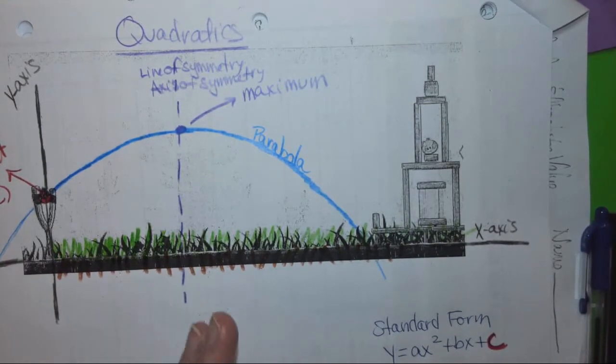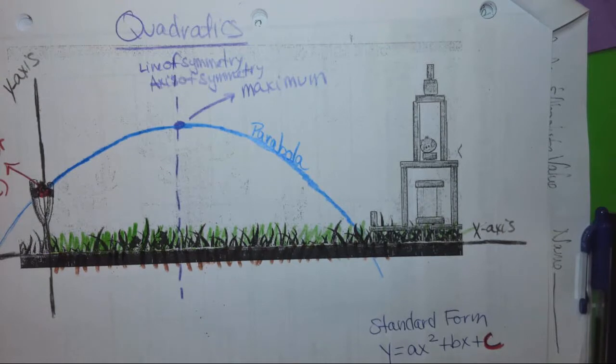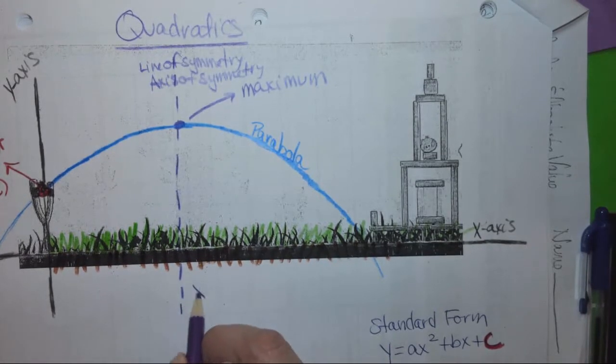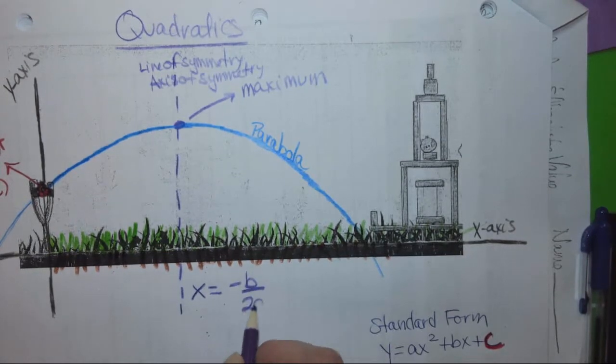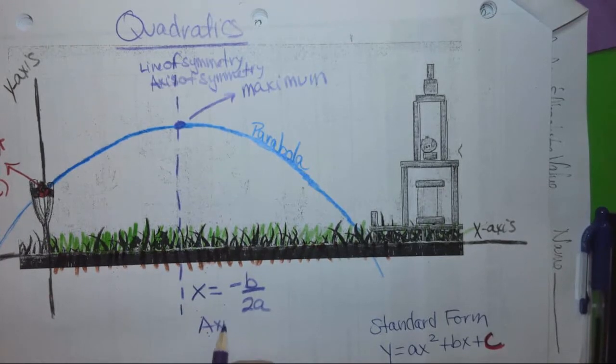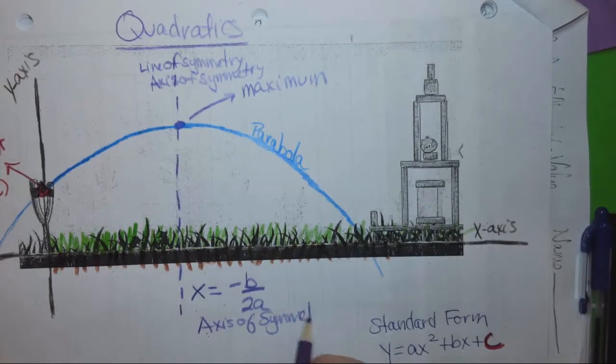Now the equation, well first of all, that line is a vertical line. So is it going to be an x equals or a y equals? x equals. So does anybody remember it? x equals what? How do we find that? It's got b's and a's in it. Negative b over 2a. That is for our axis of symmetry equation.